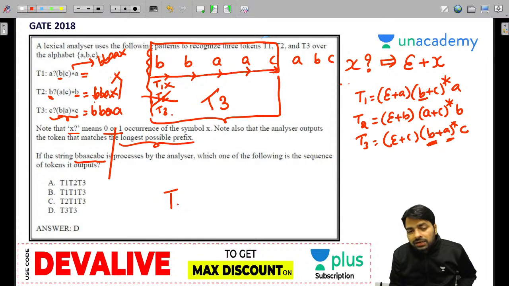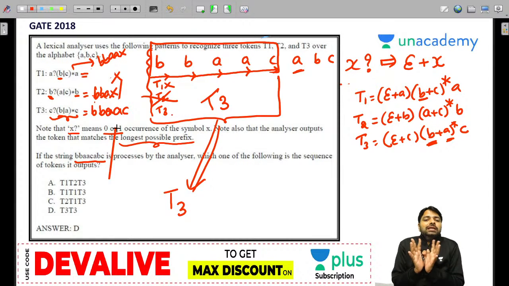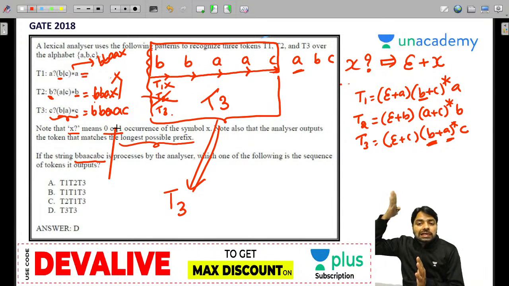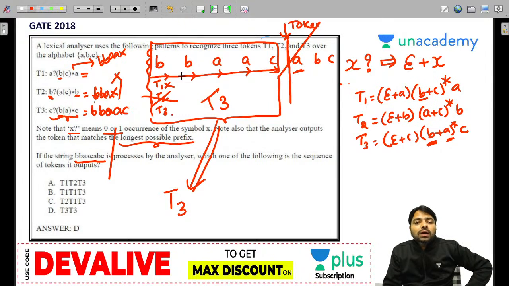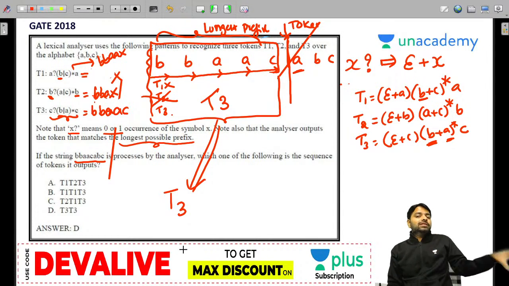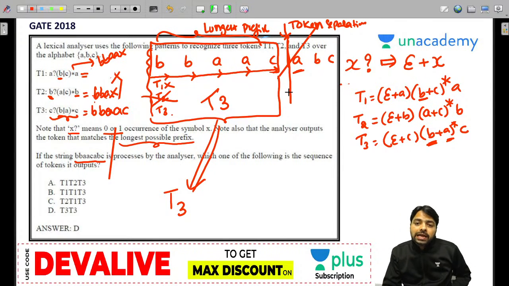T3 is the only one so far. And T3 is not able to continue because this A can't be produced by T3 now. T3 can produce maximum B, A, A, C. After that T3 cannot. Everybody, now what happened? The string is not over. Again lexical analysis starts scanning from here, because token separation happened. The token is separated here because you found the longest one. The longest prefix we have taken is matched with T3. Now the next token begins. Again the same process.